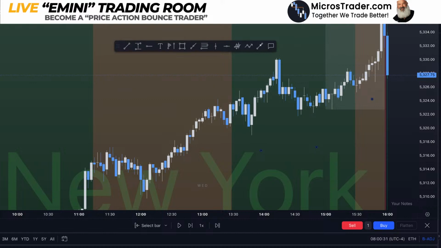So we're going to go Wednesday. This is in the PM session, which is the green area. The shaded area right here is the final hour. The red inside of the shaded area is the final 30 minutes. So in this red area here, I could consider New York lunch. So we're tracking all of that as well.